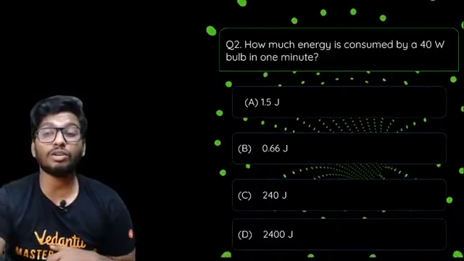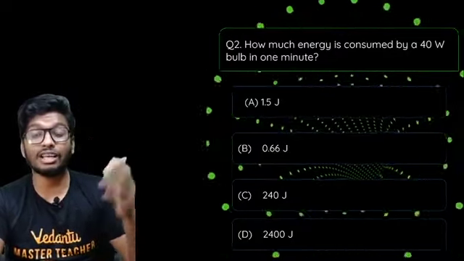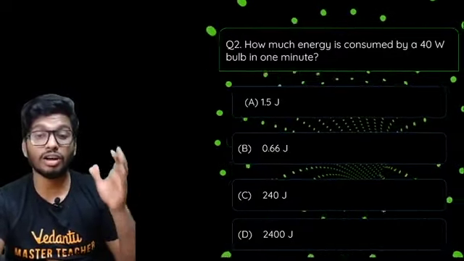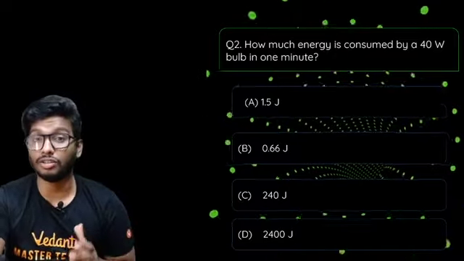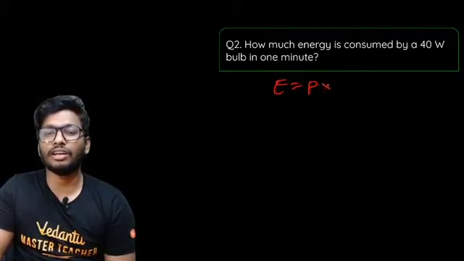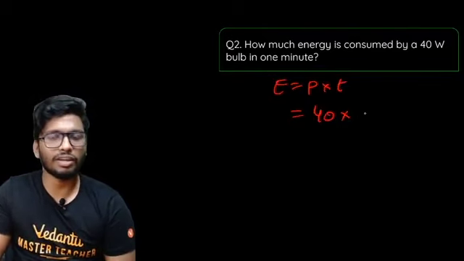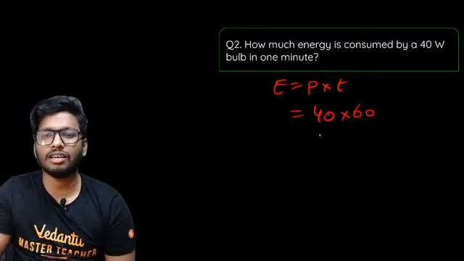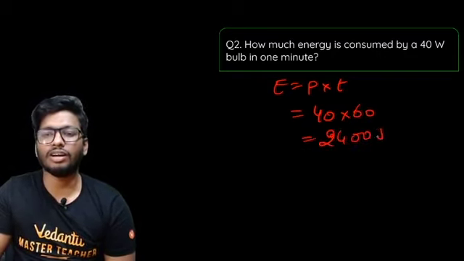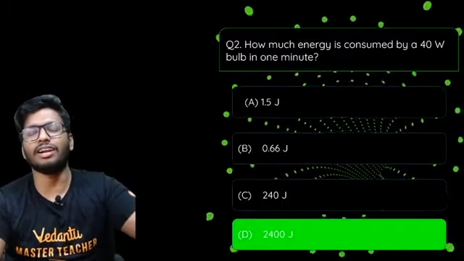How much energy is consumed by a 40 watt bulb in 1 minute? 1.5 joules, 0.66 joules, 240 joules, or 2400 joules. What is the answer for this question, guys? Energy is nothing but power into time. So power is given as 40 watt. Time taken is 1 minute. So convert that to seconds. So that's 60 seconds. 40 into 60 is 2400. So 2400 joules would be the answer. Very simple, straightforward question. So the right answer is option number D.